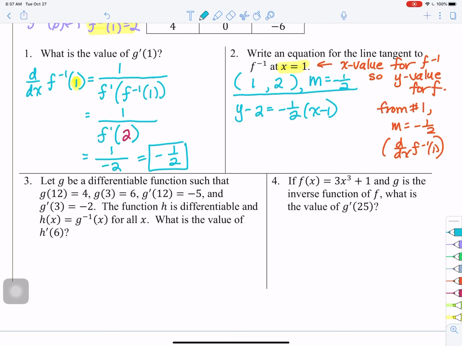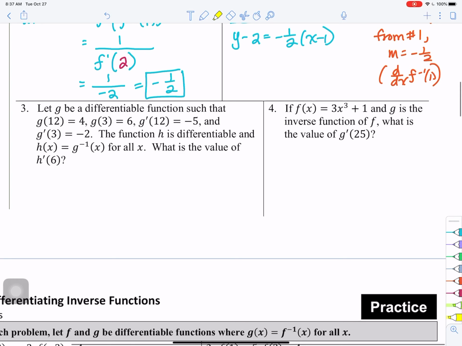This next problem has a lot of information in it, and it can get to a point where you can't find what you need. But I think I would just look when you need it, or you can highlight it when you find it. We'll just take our time with this, okay? Bottom line is we have a differentiable function g, and we're given some values of g, and some values of g prime, and then we're also given that h of x is equal to g inverse of x, and they want h prime of 6.